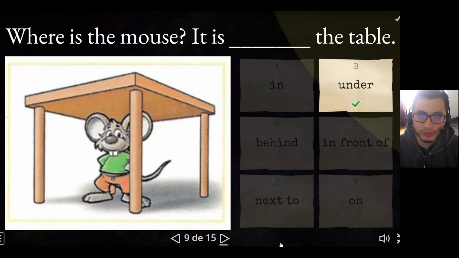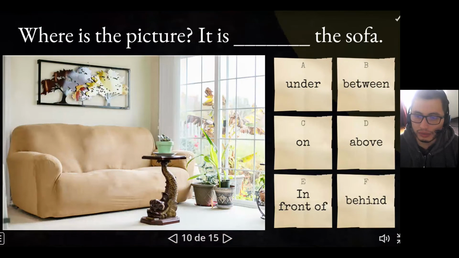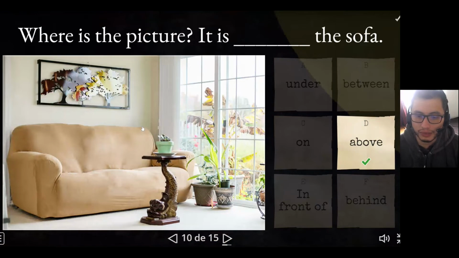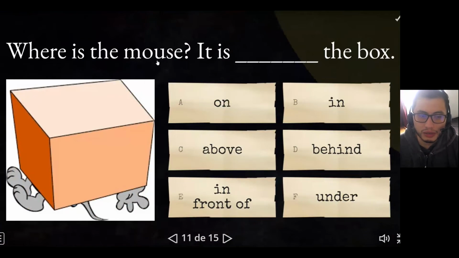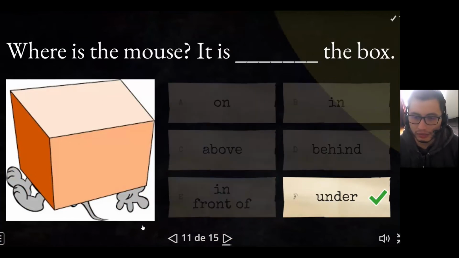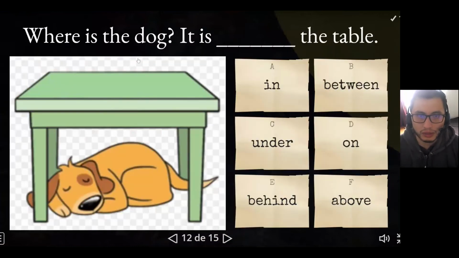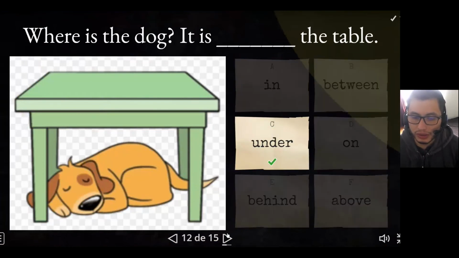Where is the picture? It is above the sofa. Amazing. Where is the mouse? It is under the box. Where is the dog? It's under the table, okay?